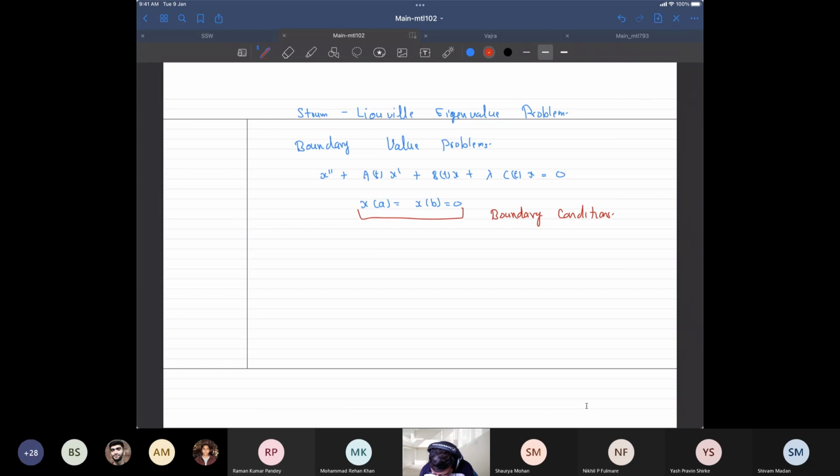Here lambda is some parameter. It is allowed to change, and for different lambda you will get different solutions, and we will see for what lambda what happens. That will be the interesting part here. So our interest is to choose lambda such that the boundary value problem has a non-trivial solution.